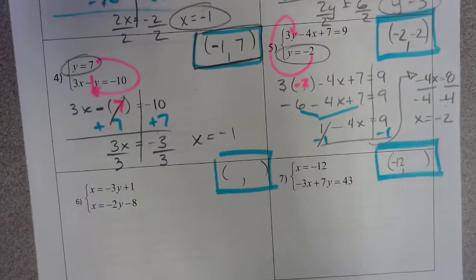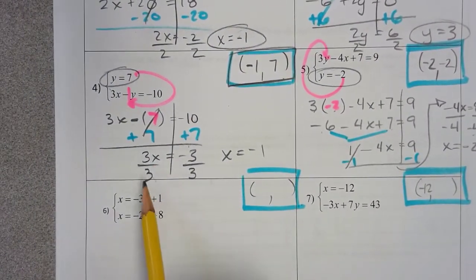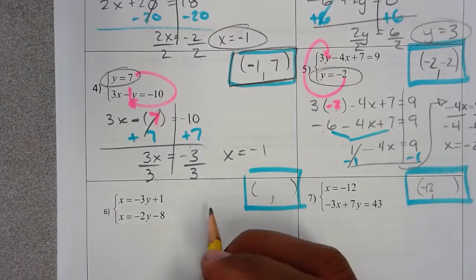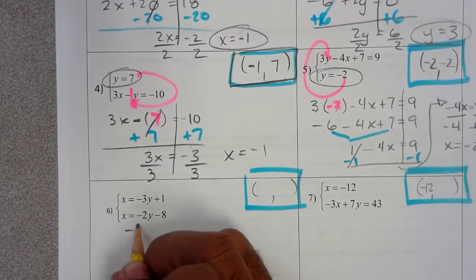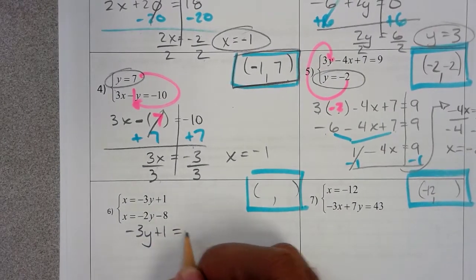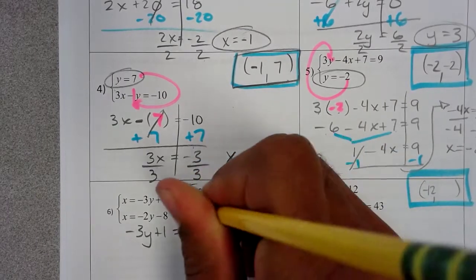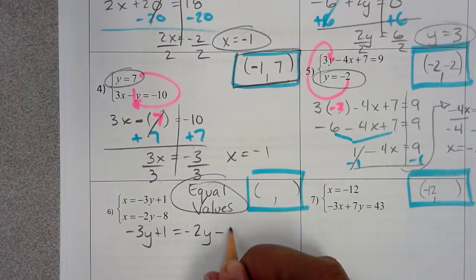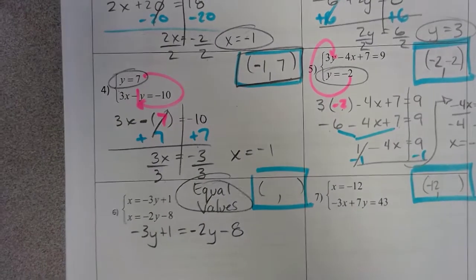Okay, now this is the one that's different from the rest. But you guys just did problems like this in Delta Math. How do we set these up? Negative 3y plus 1 equals negative 2y. All right, what do we call that? When we make them equal to each other. Equal values. Okay, negative 2y minus 8. Then we're just going to solve that just like you did in the warm-up.